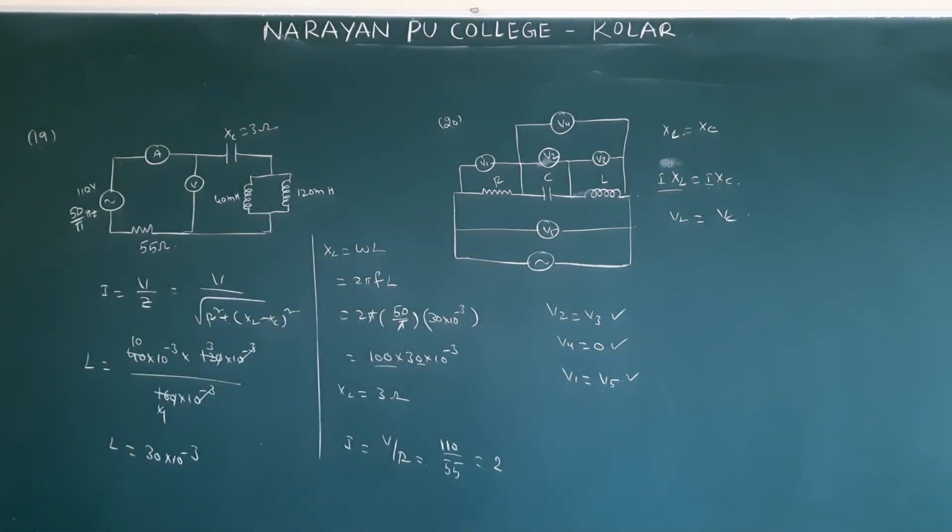Next, question number 21. A series LCR circuit containing a resistance of 30 ohms has angular resonance frequency 10 power 5 radian per second.